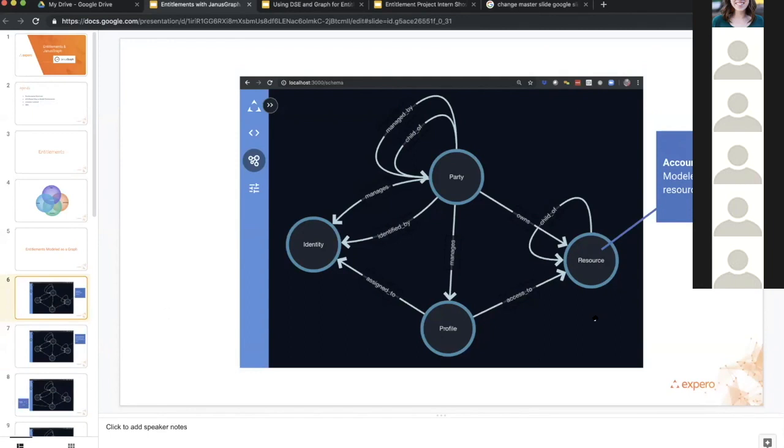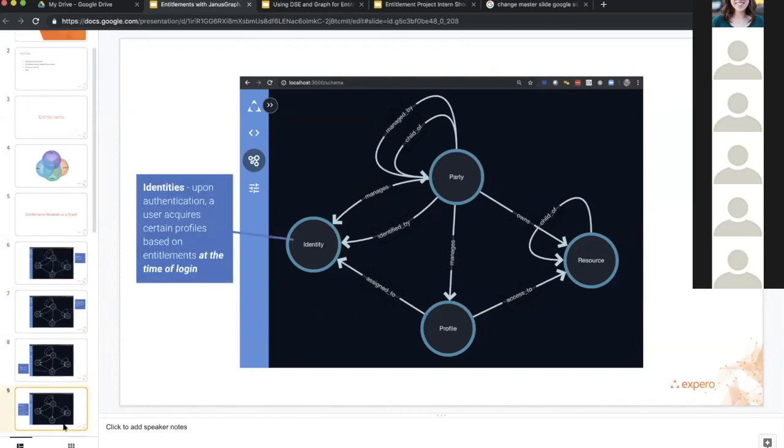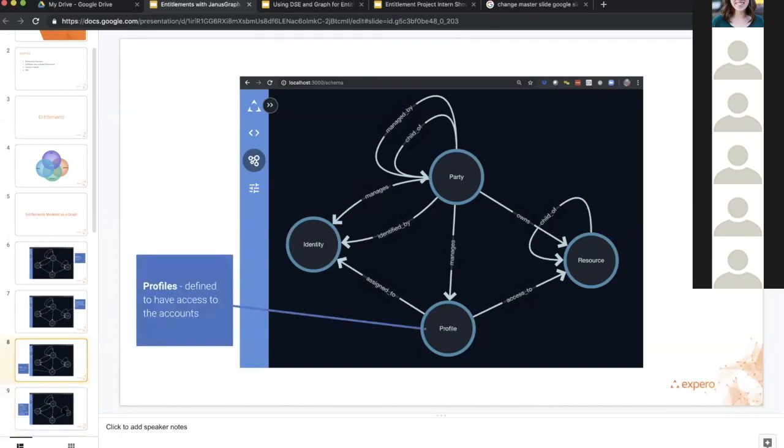So back to here, another example of a resource are accounts, account groups, and financial services. And we have profiles, like I said, which is access to the accounts. And then identities, like I said, I can have multiple identities, and separating them out from the actual party, because a party is an owner of the authorization scheme. An identity is simply a proxy used to authenticate against and be able to ask for access.